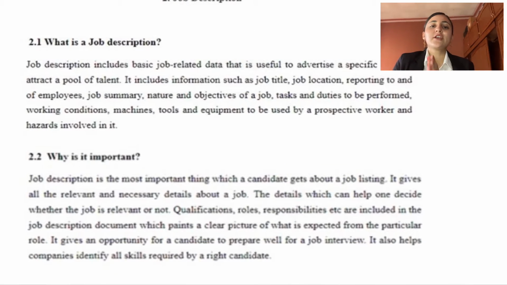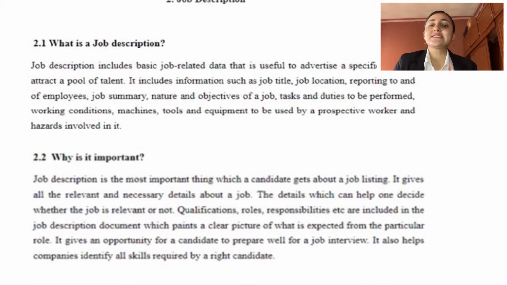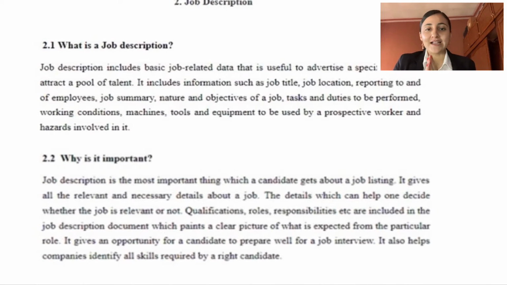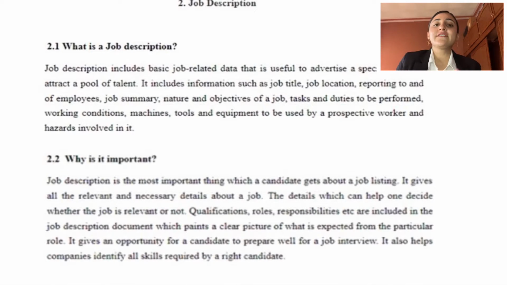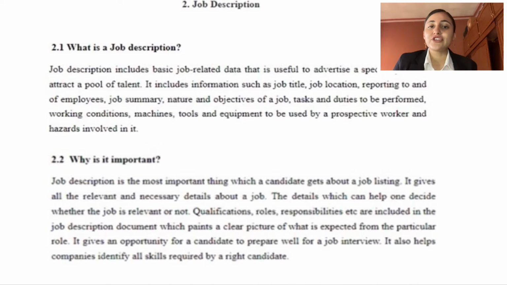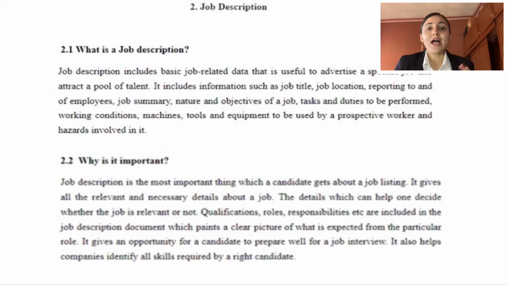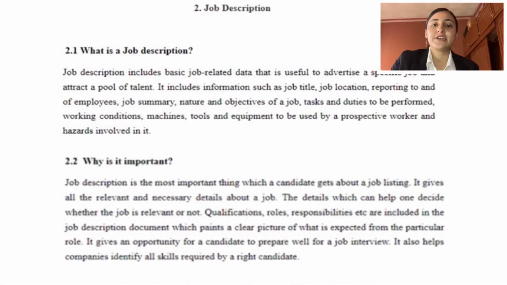Job description includes job-related data that is useful to advertise a specific job and attract a pool of talent. And it is important because it gives relevant information about the job, and it is the base to attract the people a company needs in order to achieve its goals.